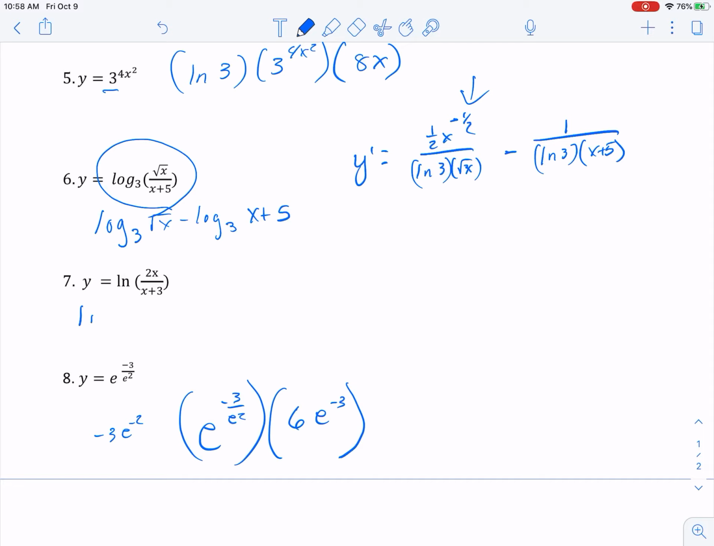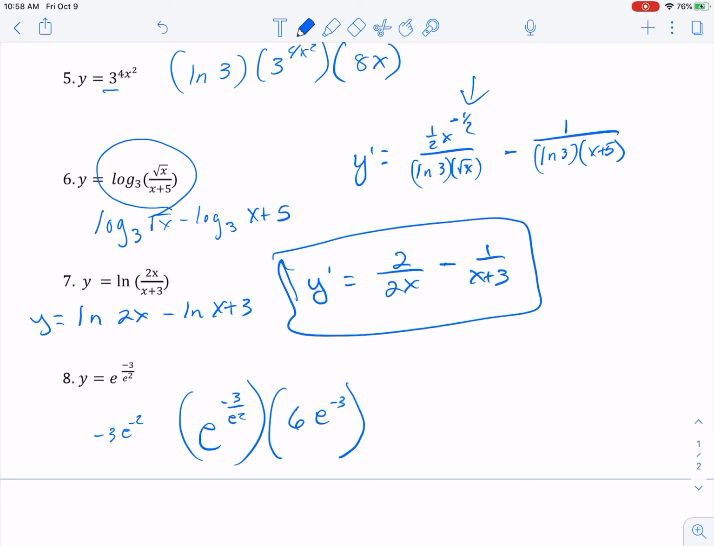Same here. Properties of logs. You can change this to the natural log of 2x minus the natural log of x plus 3. I love this because you finally know why you need those properties we taught you in pre-cal to make your derivatives easier. Okay, so y prime is u prime over u, and then minus u prime over u. Stop there. Don't clean it up. Those of you that kept cleaning up your derivatives on the test, it took me forever to grade you. Okay.